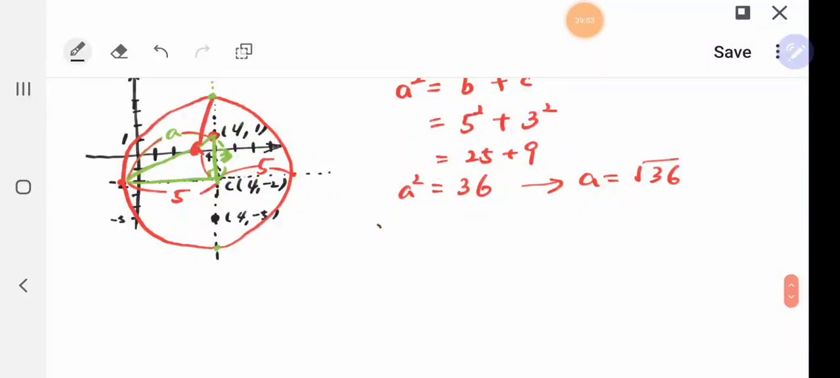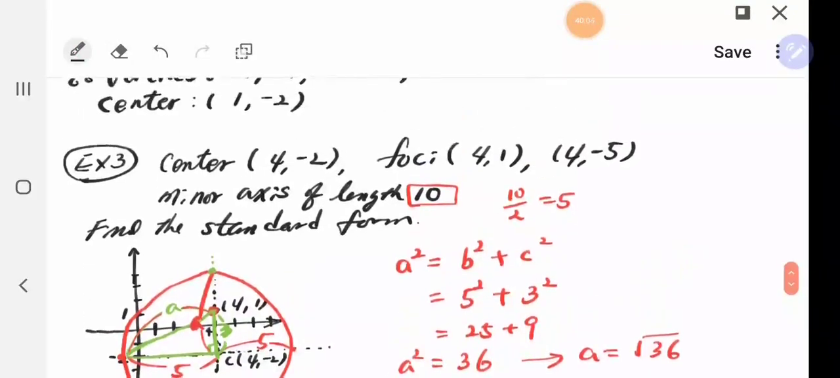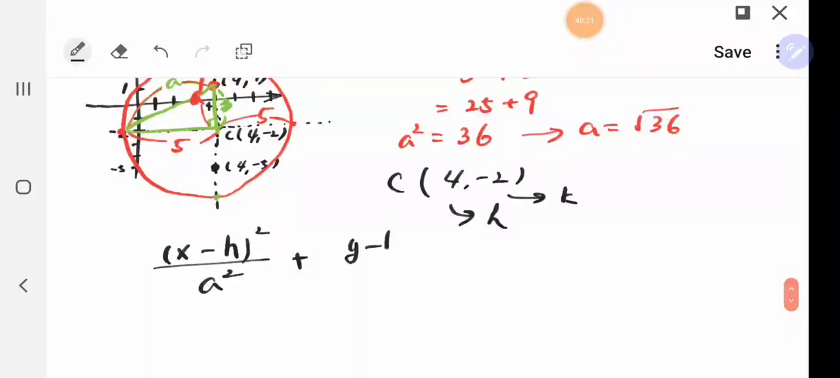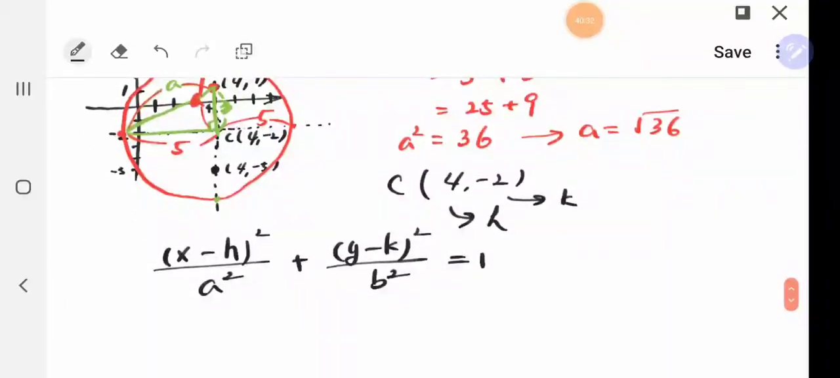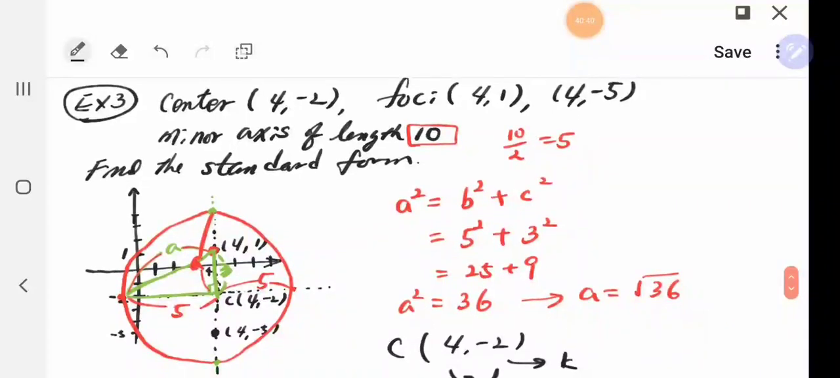So what's the ellipse formula? Since the center is 4 and negative 2, this is the h value, this will be the k value. So using the ellipse formula, x minus h squared over a squared plus y minus k squared over b squared is equal to 1. So h is 4, k is negative 2, a is, now we found a, right? A squared is 36. Then b squared is, b is 3. So actually b is 5. Okay, so minor axis, so this will be the value of b, right? B.